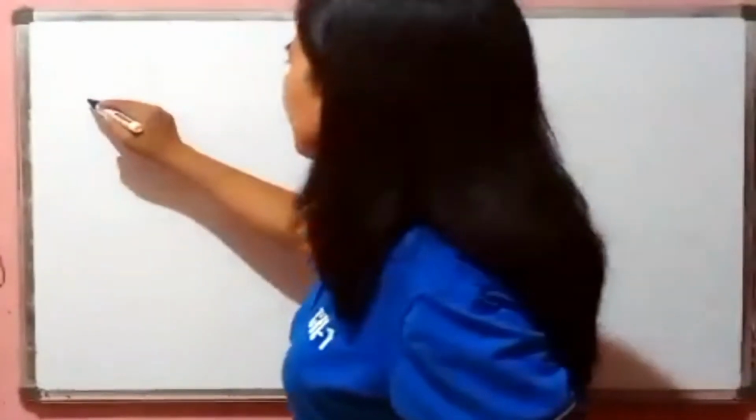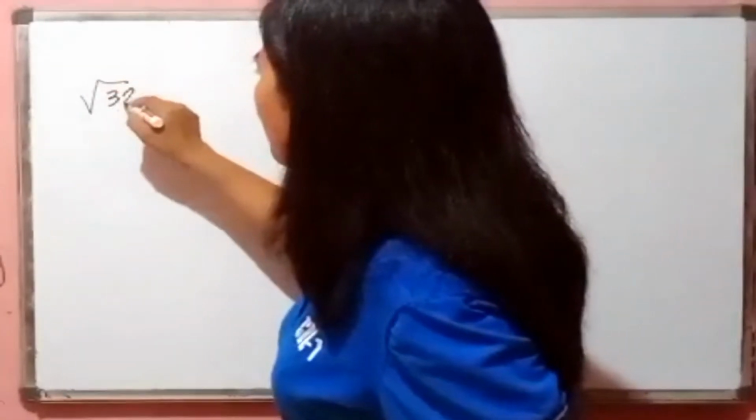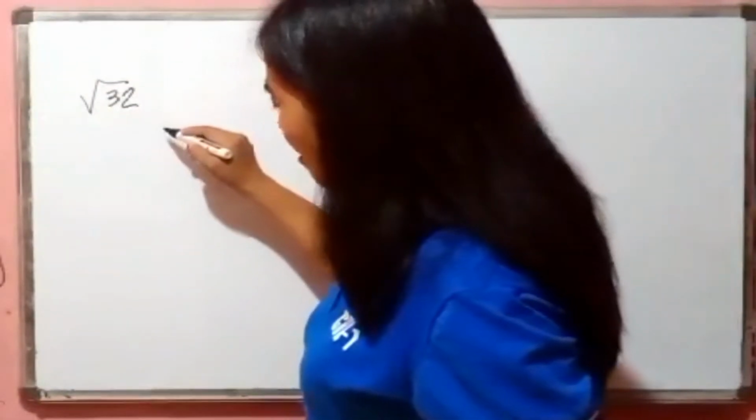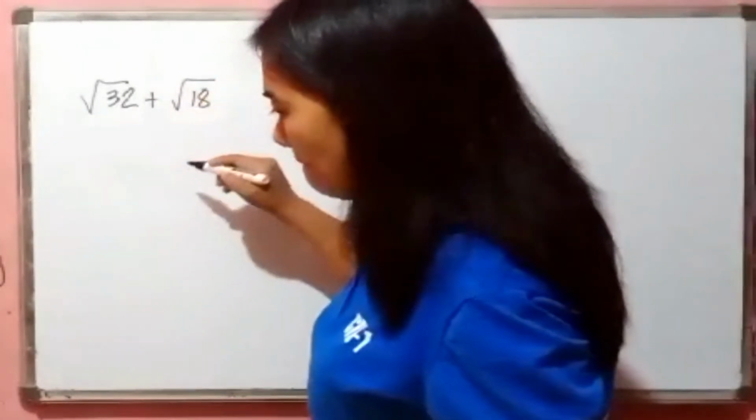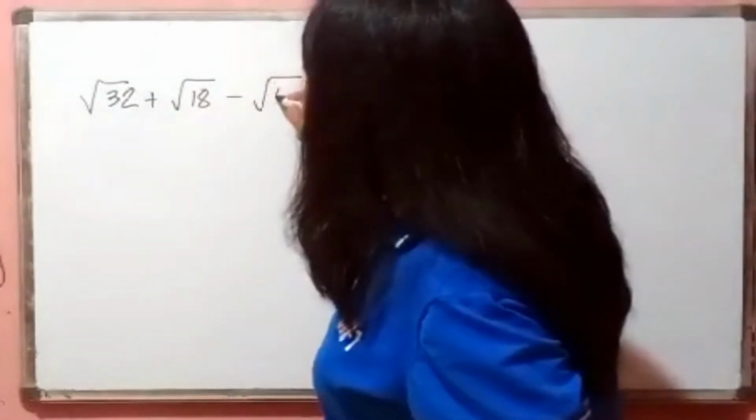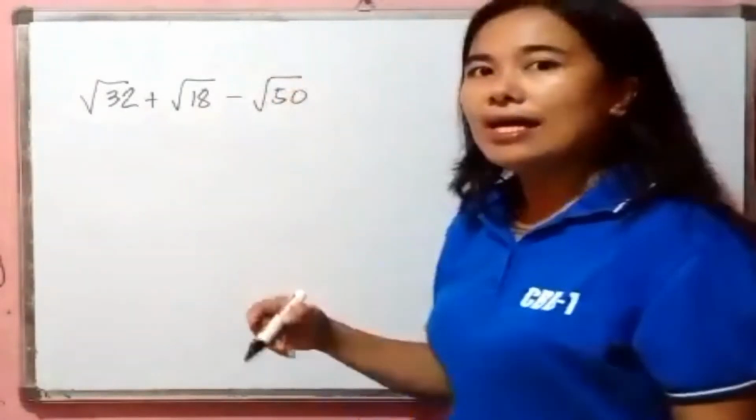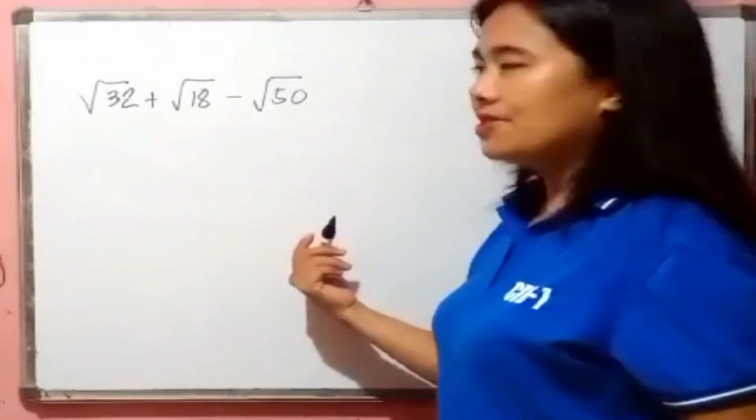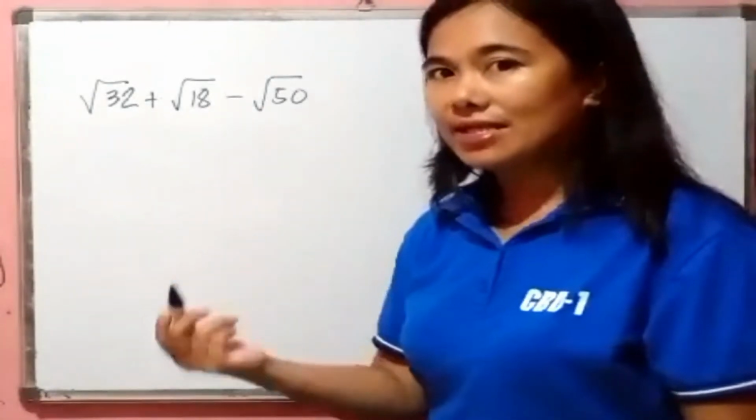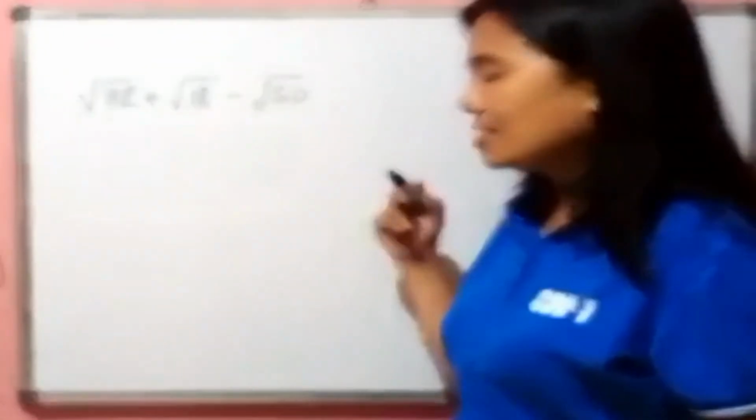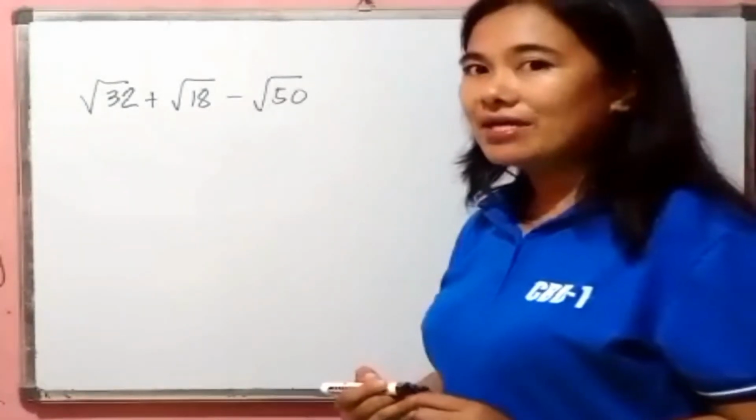Isa pa. If we have the square root of 32 plus the square root of 18 minus the square root of 50. Okay? Just like the previous example that we have, wala tayong similar radicals at one glance. Hanap tayo ng similar radicals by simplifying them first.